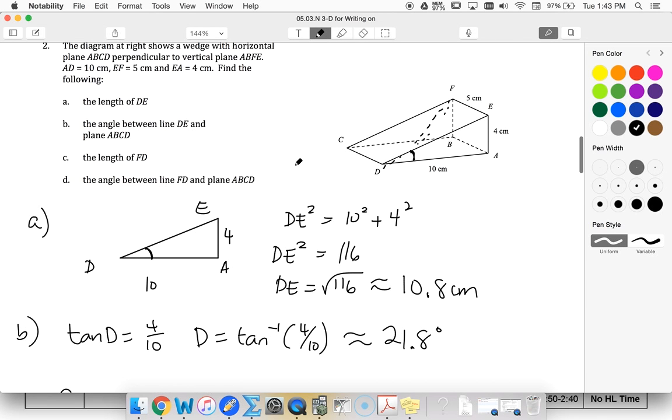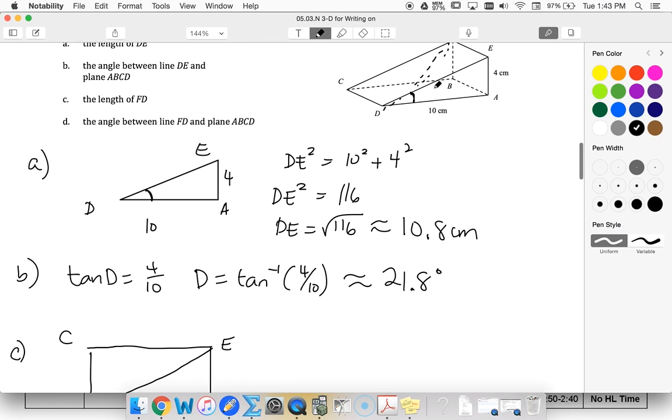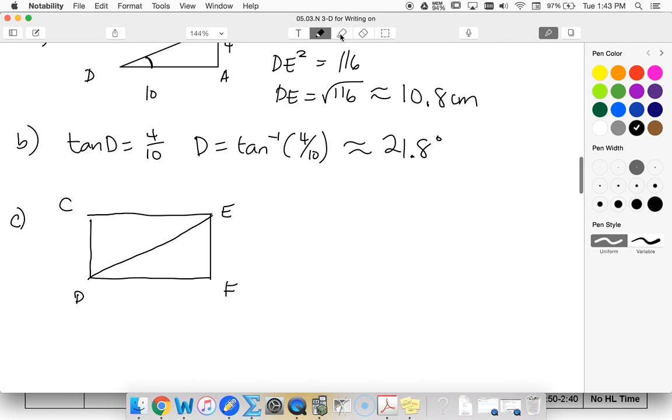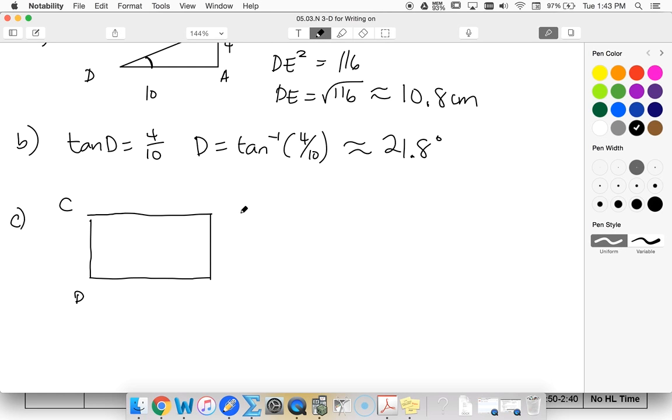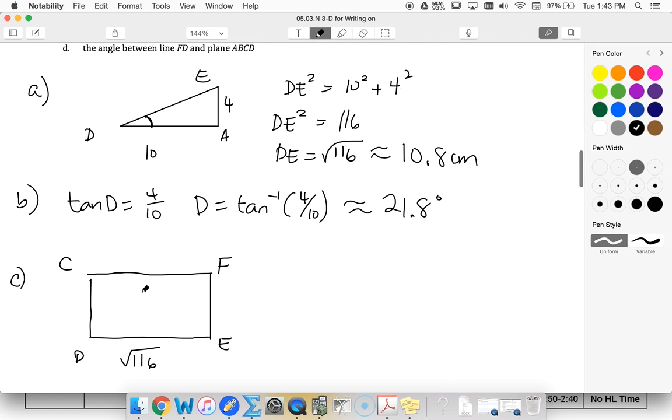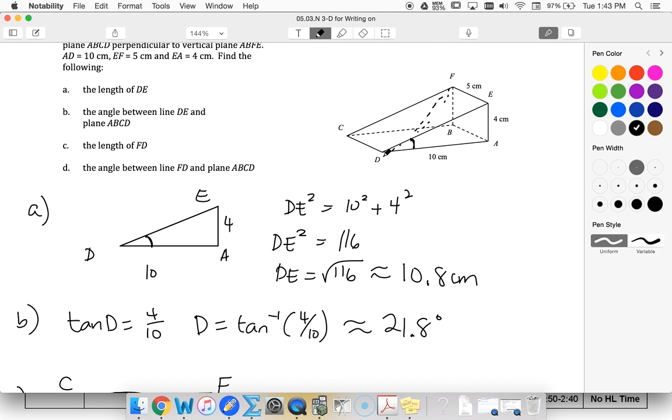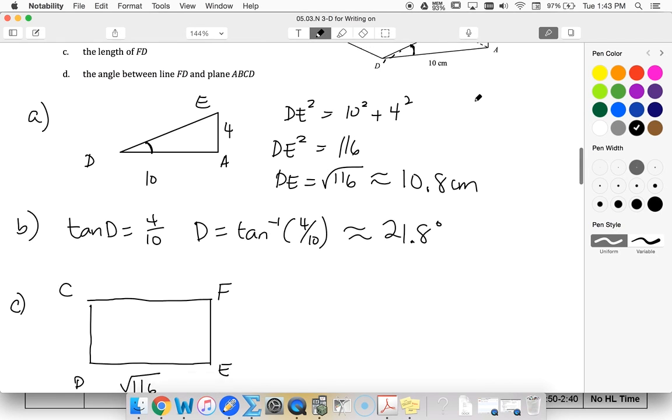I think I labeled this wrong. CDEF. Okay. Let me get rid of that. All right. So always checking to make sure we've labeled things correctly. CDEF. DE was square root of 116. We know that CD is the same as FE, which is 5.